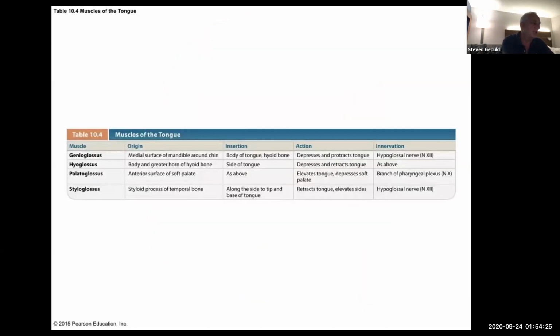Okay. So the genioglossus depresses and protracts the tongue. The hyoglossus depresses and retracts the tongue. The palatoglossus elevates the tongue and depresses your soft palate. Okay, and the styloglossus retracts the tongue and elevates the sides of your tongue.